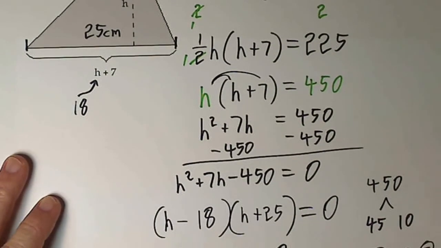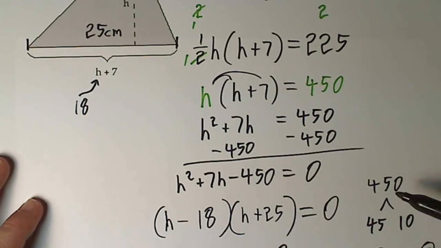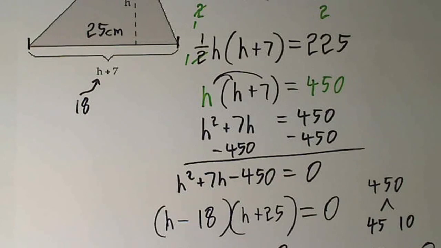I will mention, if you had listed all the factors of 450, somewhere along the line you'll get a negative 18 and a positive 25. I talked a little bit about using prime factorization to shortcut this process when you're having to deal with large numbers. So there are some other videos where I address dealing with large numbers in factoring.